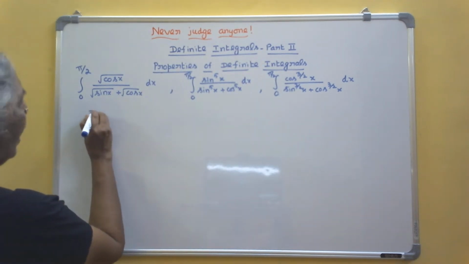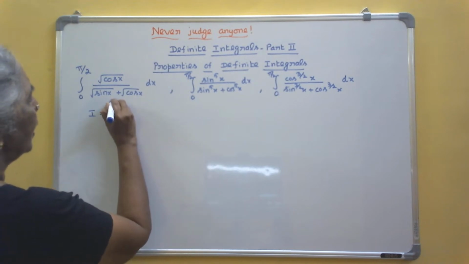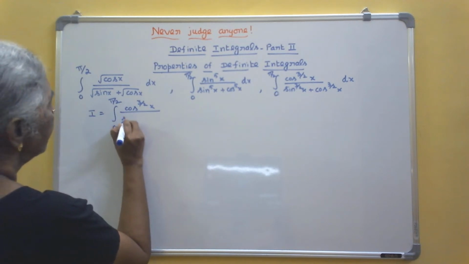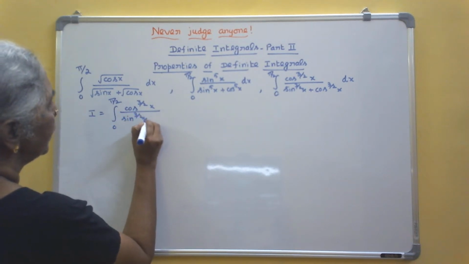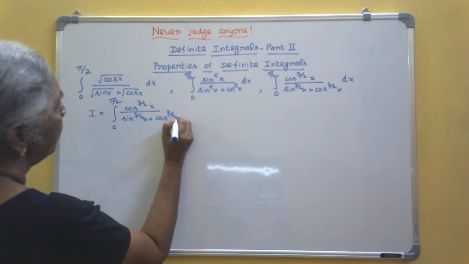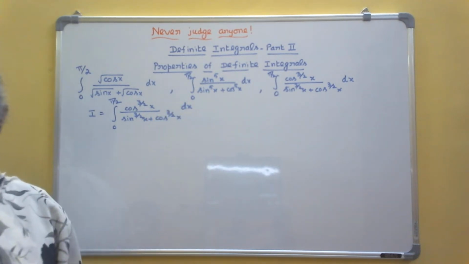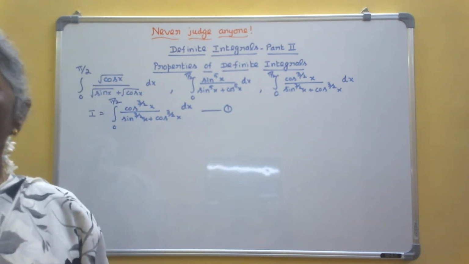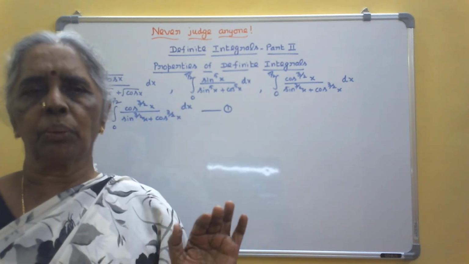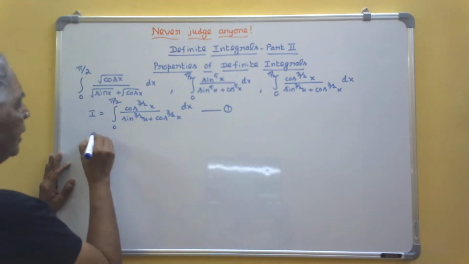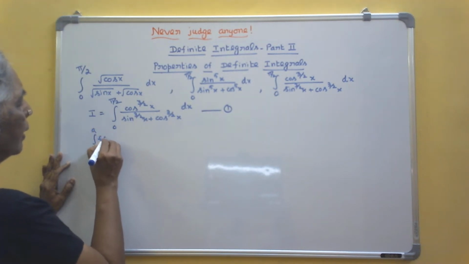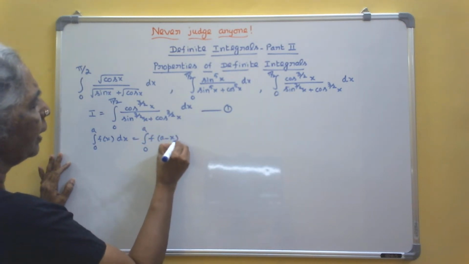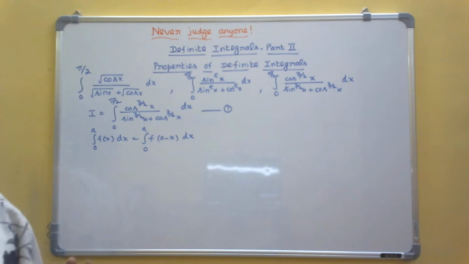So, I will write now I is equal to integral 0 to pi by 2 cos power 3 by 2x by sin power 3 by 2x plus cos power 3 by 2x dx. Okay? Mark the given sum, that is I, as 1. Now we are going to use the property I told you. Okay? So let me write that property. Integral 0 to a f of x dx is equal to integral 0 to a f of a minus x dx. We are going to use this property.